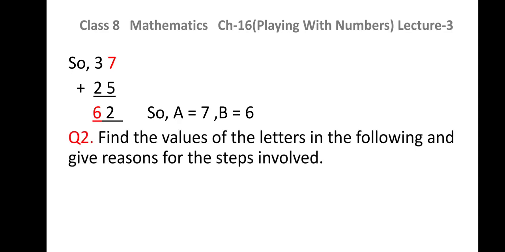So coming to question number 2. Question number 2 is find the values of the letters in the following and give reasons for the steps involved. This is the question given to you. 4A plus 98 should give you CB3. Here in this case, A, B and C, three unknowns are there with us and we need to find the values of A, B and C.